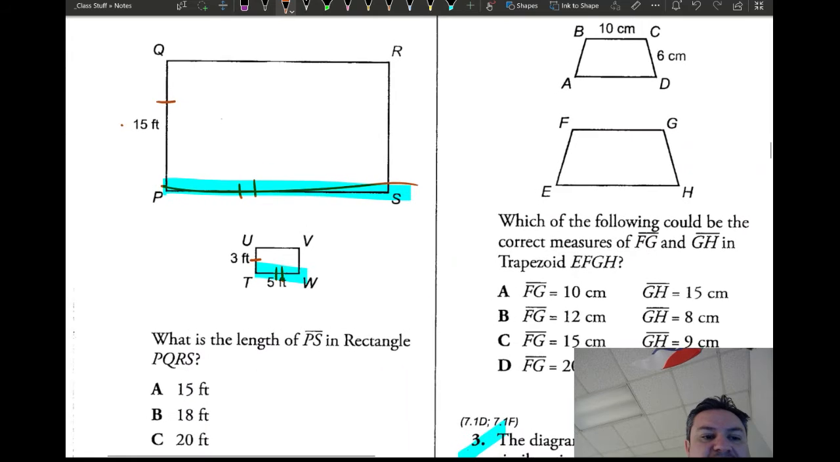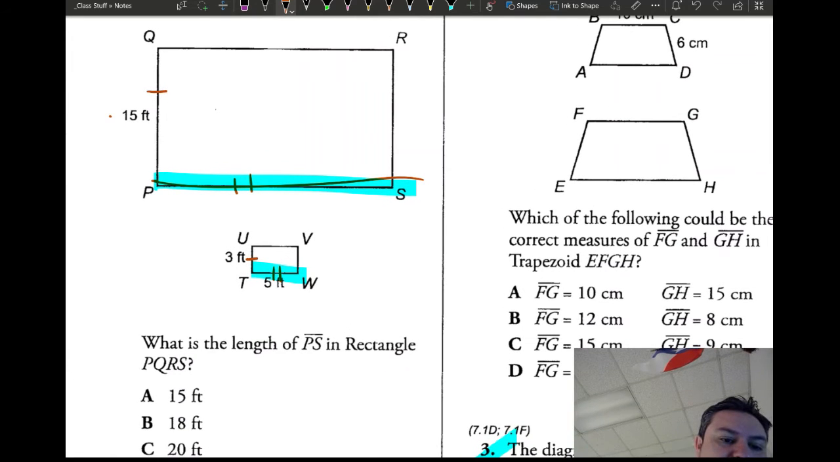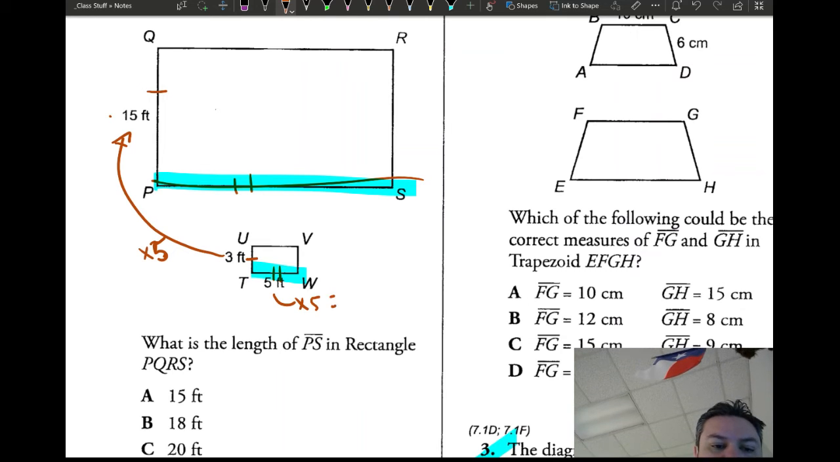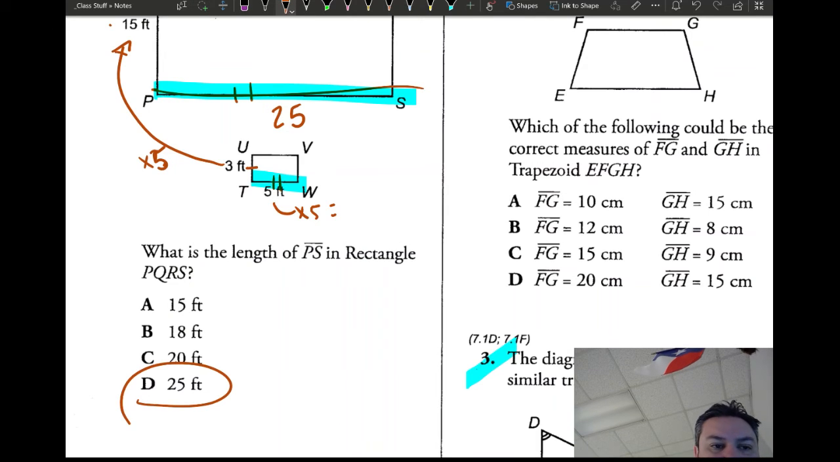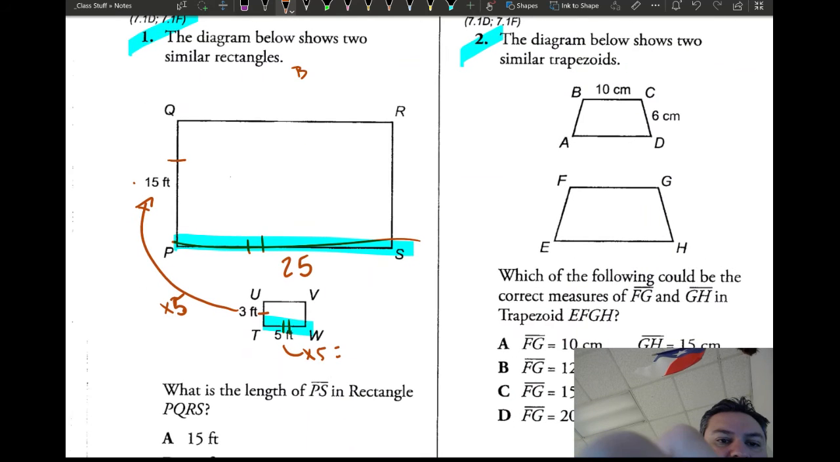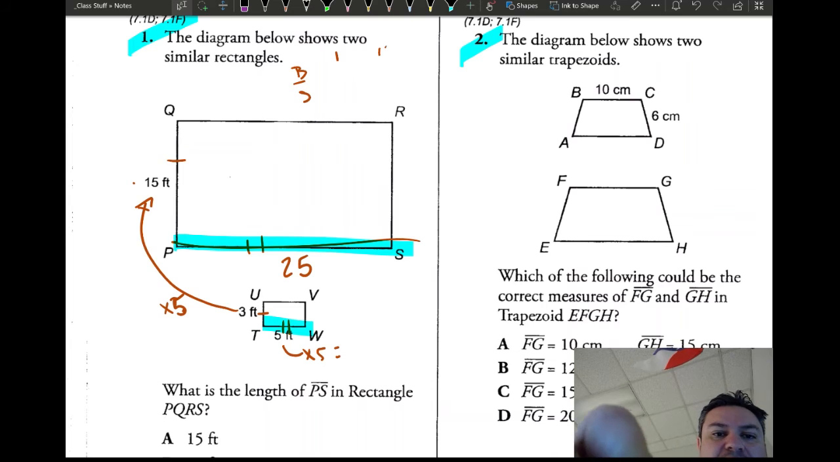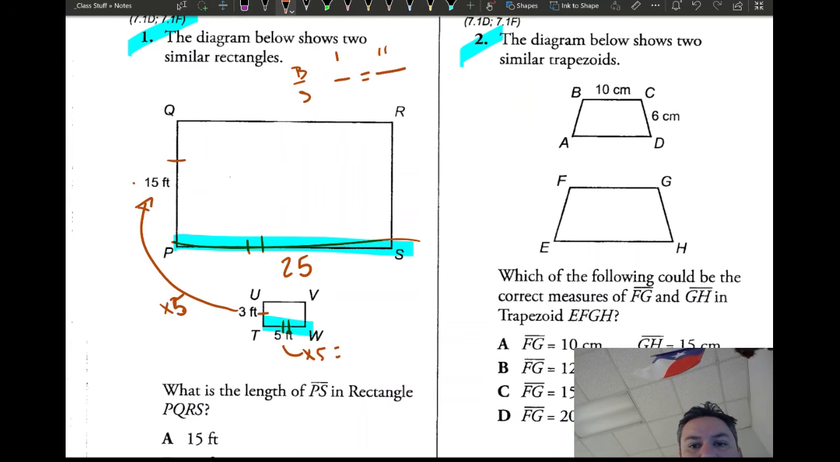So you can see right here, what can you multiply 3 by to get 15? 3 times 5 gives you 15, doesn't it? So if you multiply this times 5 as well, you get 25. So the answer is right there. Otherwise, you can do the big over small, 1 and 2 tick marks. I'm not gonna do it because I show you the fast way.